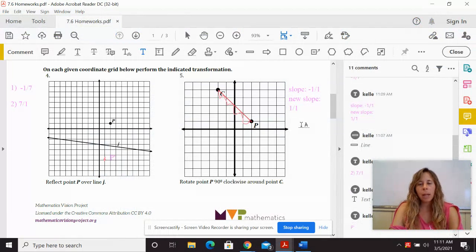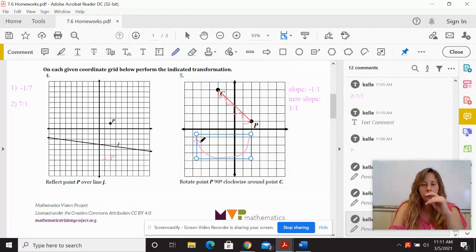Okay, so anyways, our new slope is 1 over 1. So we're going to start at point C, which is our point of rotation, and we would go up 1, right 1. But be careful. We're rotating. We already said we're rotating this way, right? If I went up 1 over 1 and so on, it would end up over here. That would not be a 90. That would be a counterclockwise rotation.